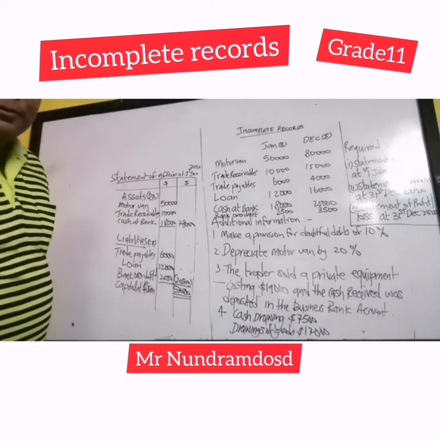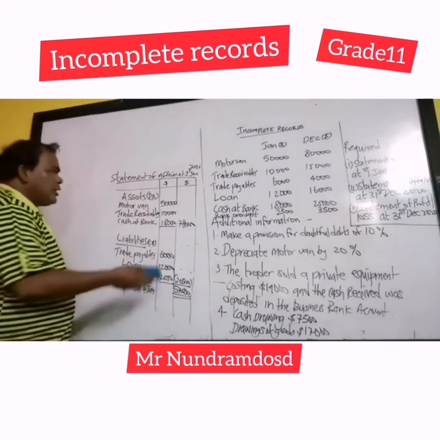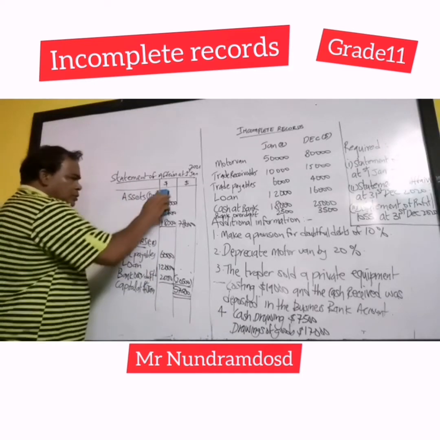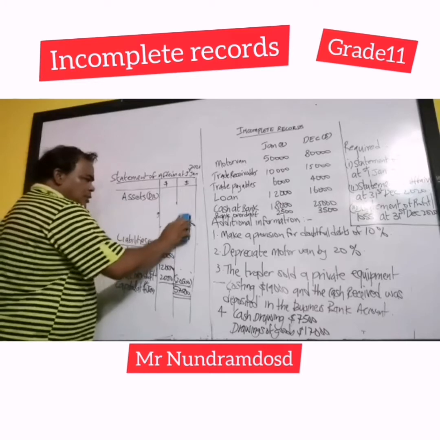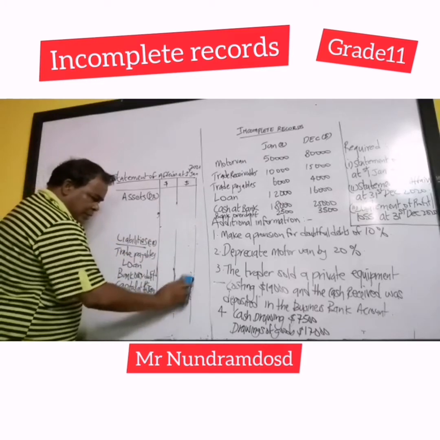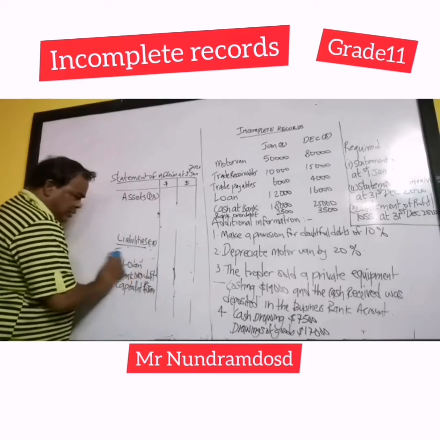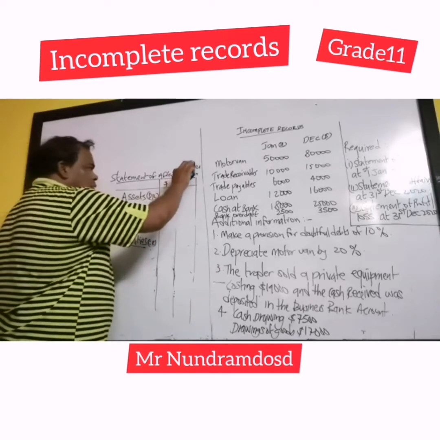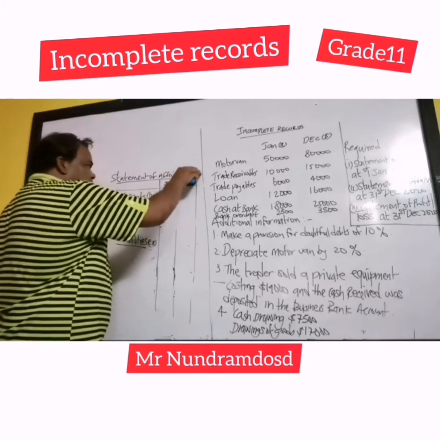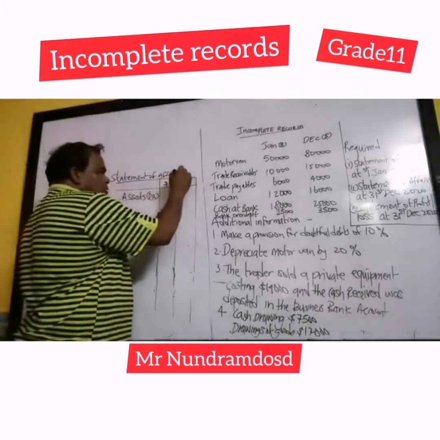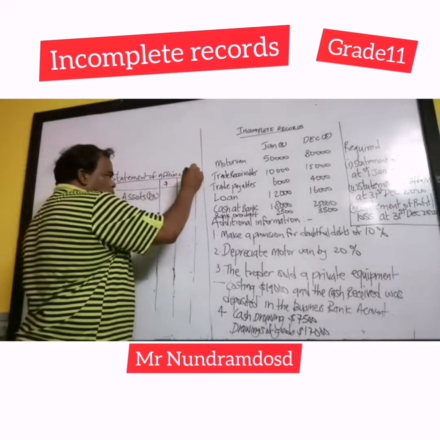Now we are going to see capital at end. Again, we have to prepare a statement of affairs, but this time we have to take into account the adjustments. All adjustments should be taken into account when preparing the statement of affairs at end, that is to calculate capital at end. The format will be the same. We just have to take into account the adjustments.